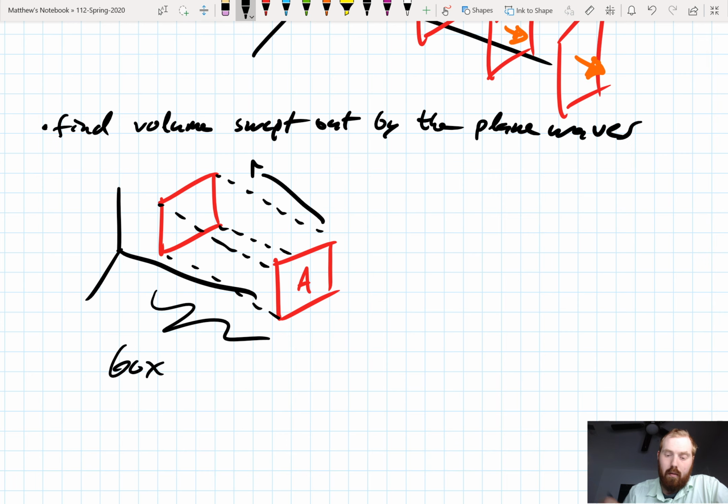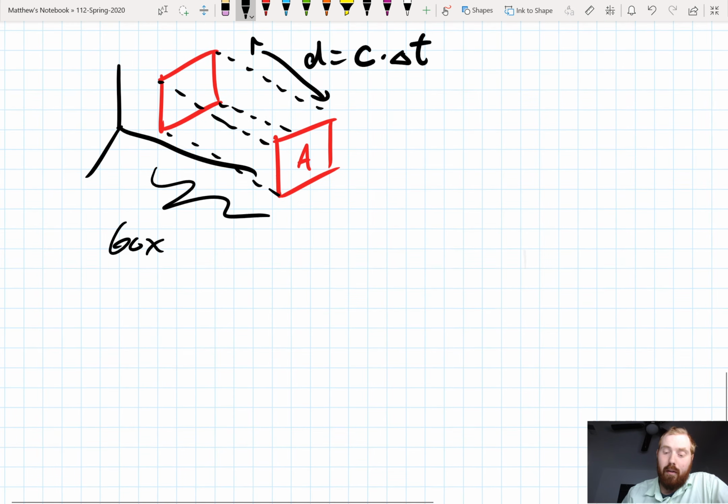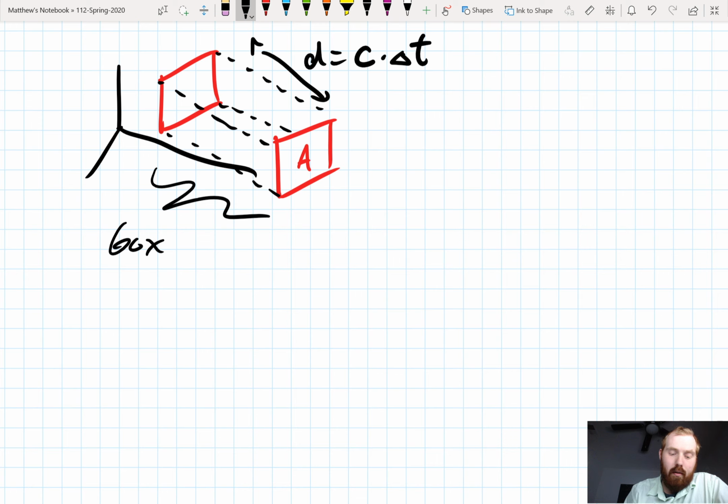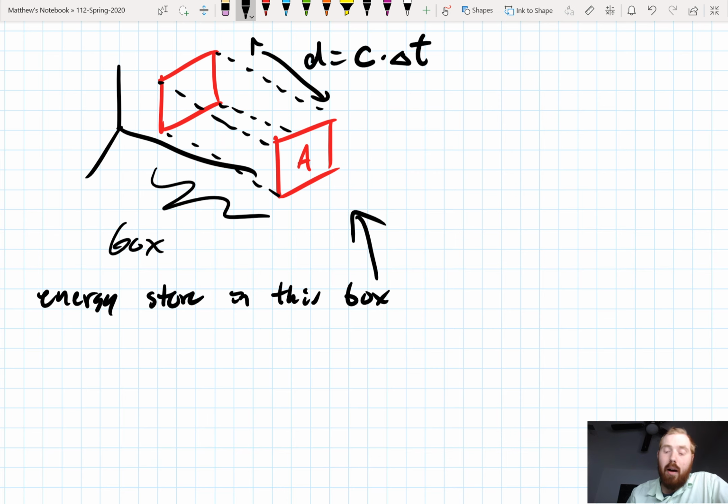The distance here, that distance is going to be the speed of light, the velocity, times some little time interval. We say that a little bit of time has transpired from when the peak was here at the first one to the next one. Now we can say, well, how much energy is stored in here, right? How much energy is stored in that box?